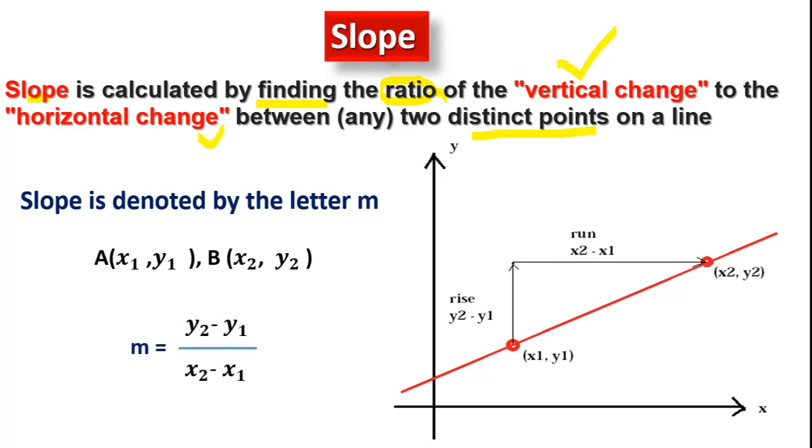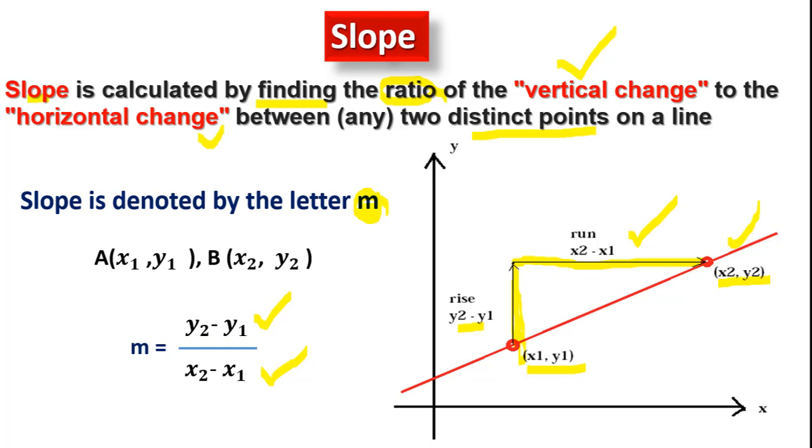This is the graph and this is the line formed by the points (x1, y1) and (x2, y2). If you compare this line with the horizontal line, the vertical change is y2 minus y1. Horizontal change is x2 minus x1. The ratio of the vertical change to the horizontal change, that is (y2 minus y1) by (x2 minus x1), is called slope. It is denoted by the letter m, small m.